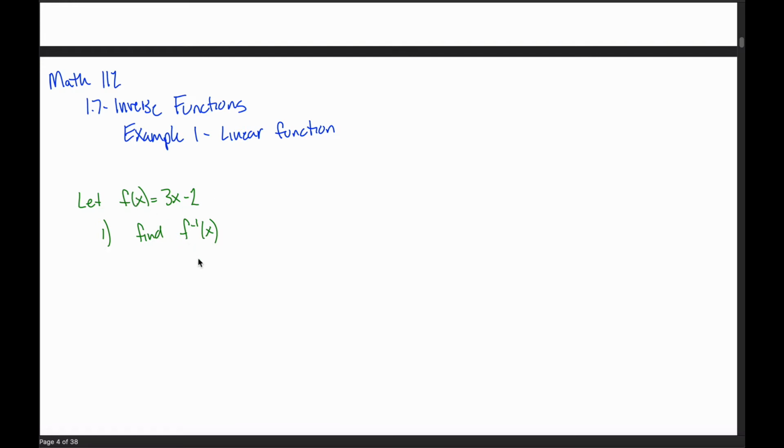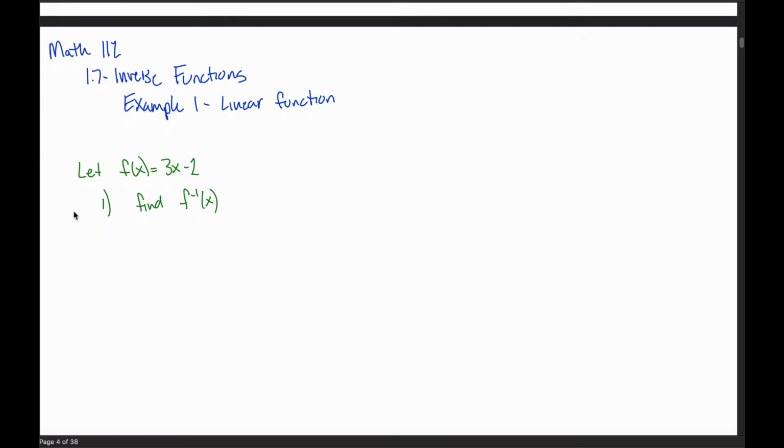So suppose you're given a function, and you want to find the inverse. What I like to do is think about this as a three-step process. And I actually just changed my mind. I'm going to call this a four-step process, although some of the steps you'll see are kind of trivial.